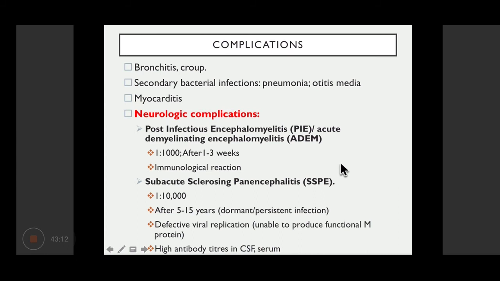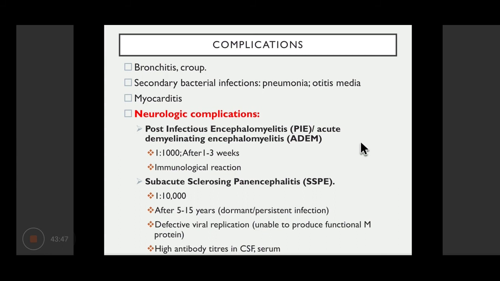Measles rash is one thing, but what we are afraid of are the complications that follow measles. Secondary bacterial infections, pneumonia, otitis media, myocarditis, bronchitis, or croup-like features can be seen. All these things can be seen. Respiratory and other serious manifestations can be there, but the neurological complications, although very rare, can sometimes be seen many years after the initial infection.